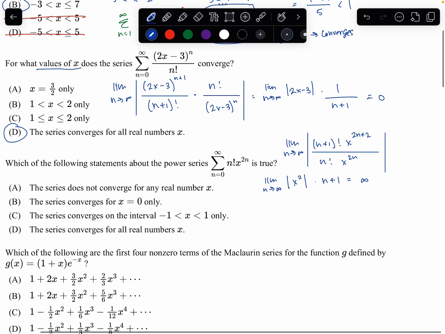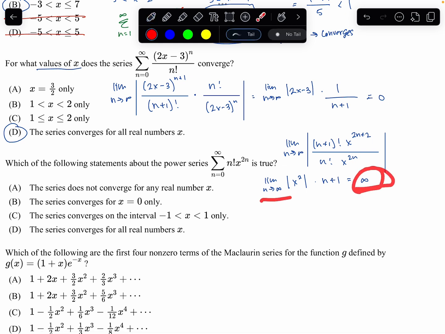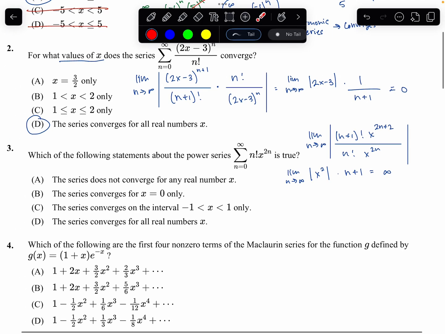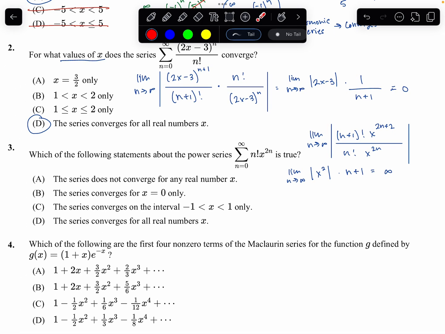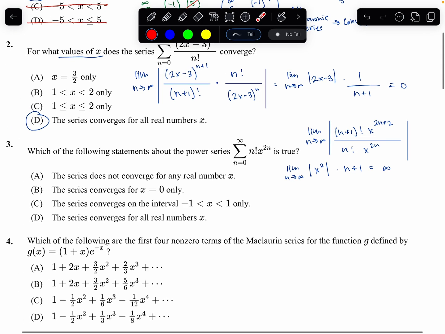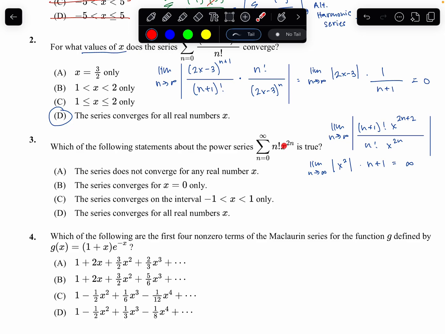So now we come to our third case. What if the limit is infinity? If that's the case, then the only point of convergence is going to be the center. And so the center is at x equals 0, and so that is going to be the only point of convergence. So the series converges for x equals 0 only.